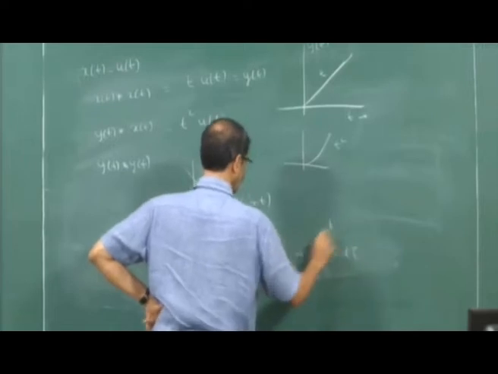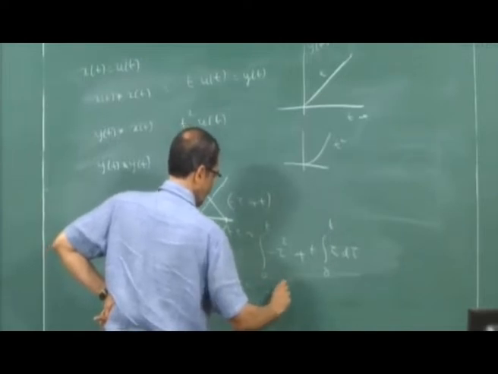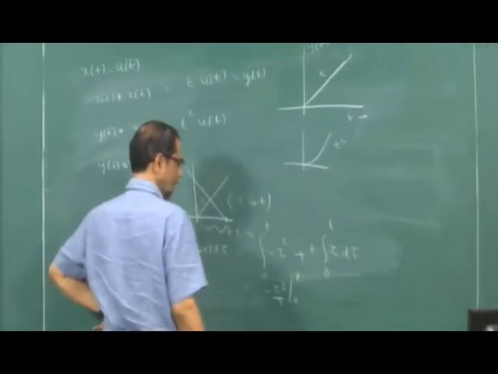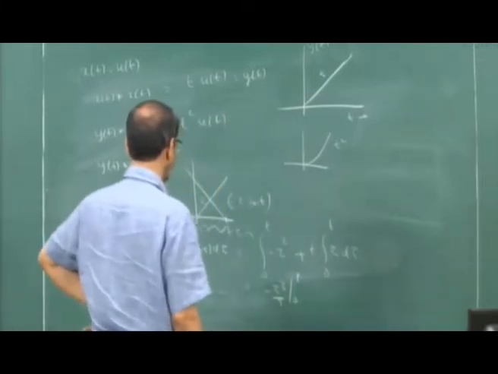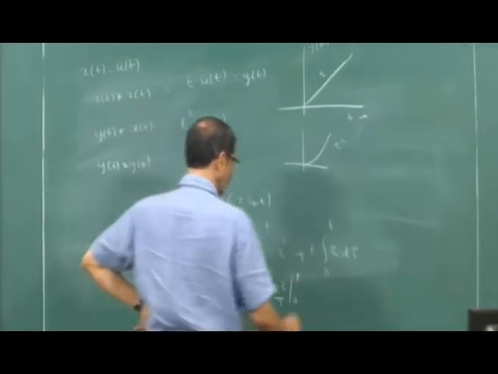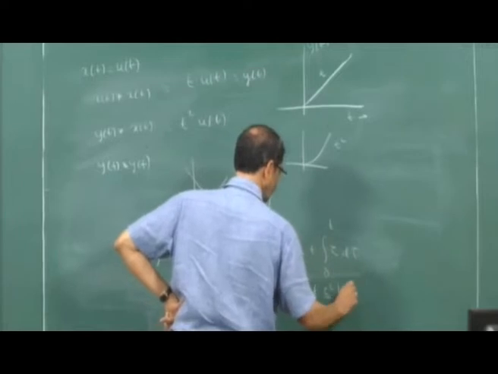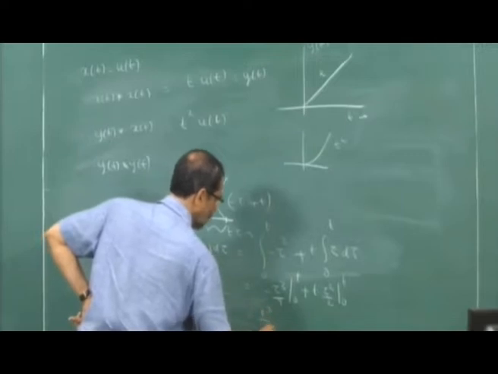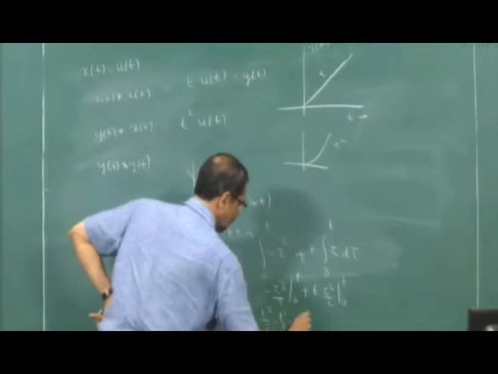0 to t. So what do you get? Tau cube by 3, 0 to t. Why did the things change there? Okay, I'll have to come back to see that. Plus t into tau square by 2, 0 to t. So you get t cube by 2 minus t cube by 3, that is t cube by 6.